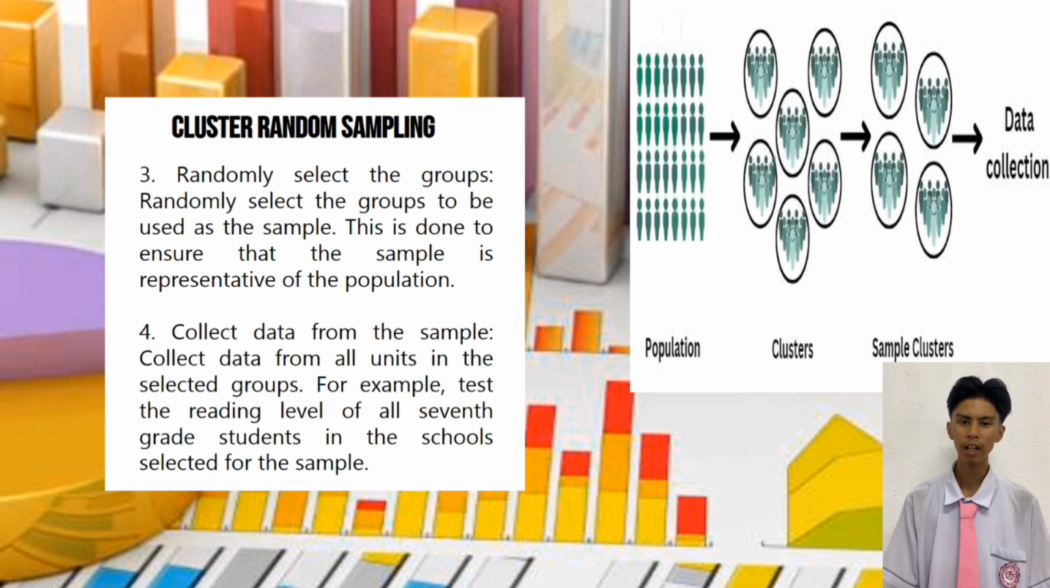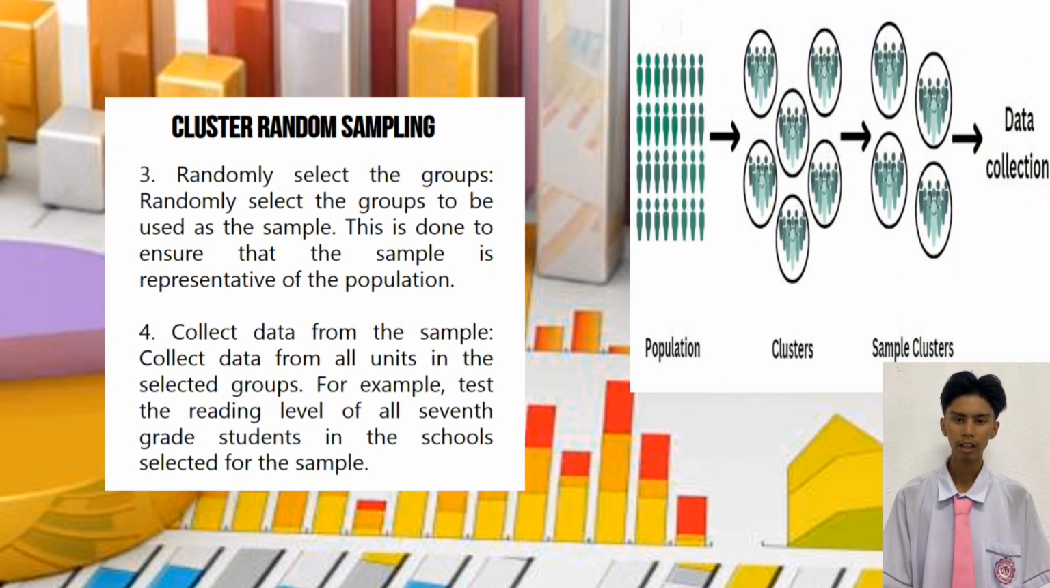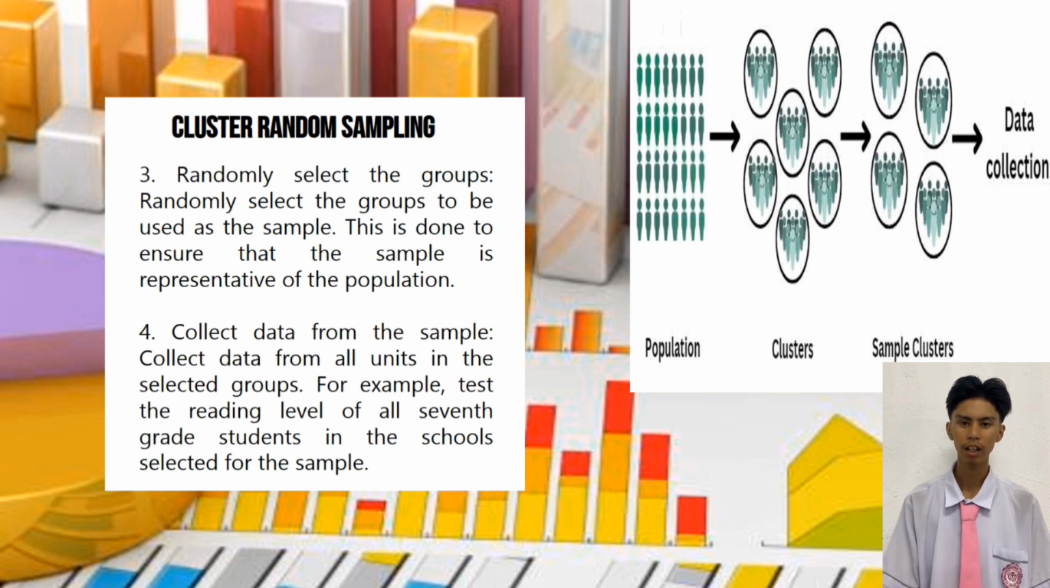4. Collect data from the sample. Collect data from all units in the selected groups. For example, test the reading level of all 7th grade students in the schools selected for the sample.